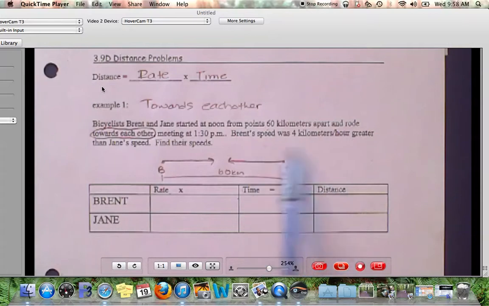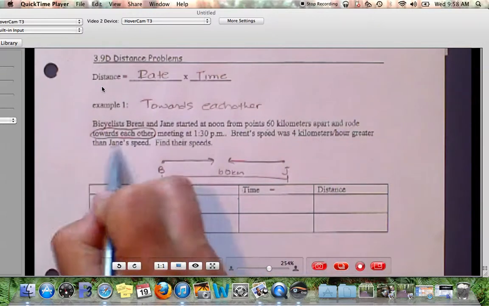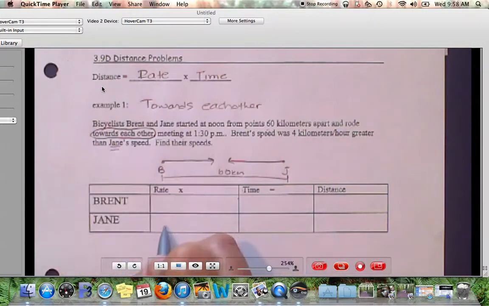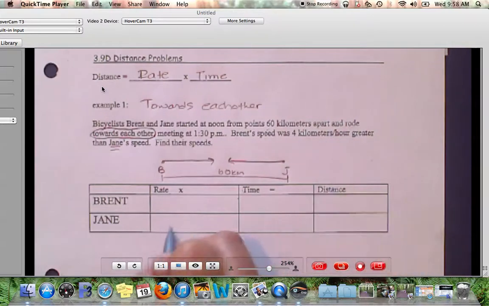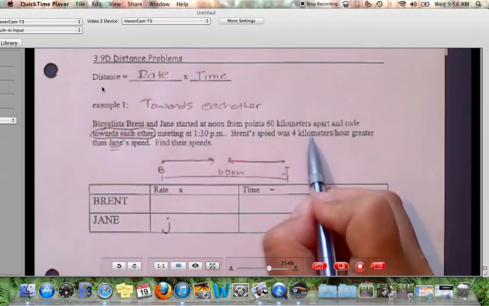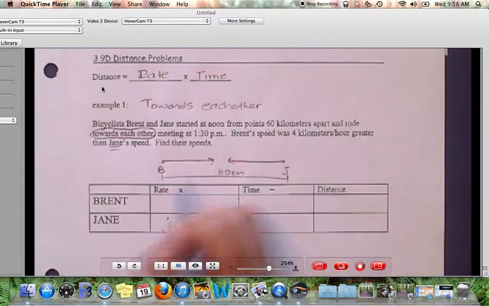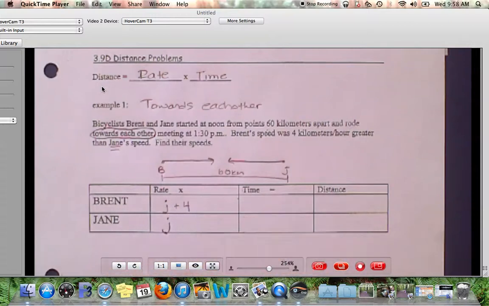So whose speed do we know nothing about? Is it Brent's or Jane's? We know Brent's speed is 4 kilometers more than Jane's. It's Jane's we don't know anything about. So we could call Jane's rate, that's kilometers per hour, that's going to be your rate, Jane's rate, j. And Brent went 4 kilometers greater than Jane. So you take Jane's rate and add 4 kilometers per hour to that.